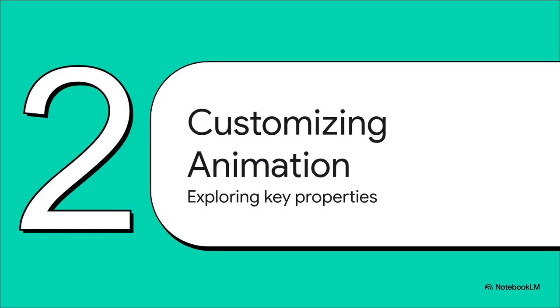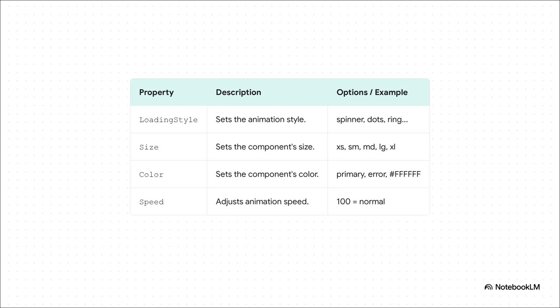Okay, so you might be thinking, how do I make it look like my app? Well, that's where this component really shines. Let's break down the 4 key properties that give you total control over the look and feel. I mean, just look at this. It's all so straightforward, right? You've got loading style to pick the animation you want, size to make it bigger or smaller, color to match your app's theme, and even speed if you want to tweak the timing. It's all right there, super easy to adjust on the fly.